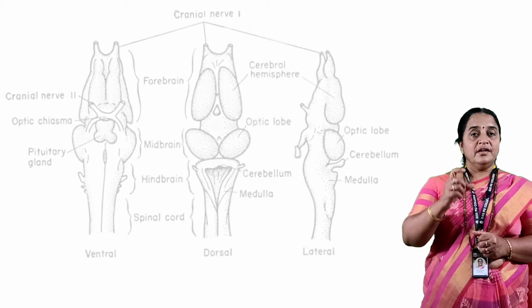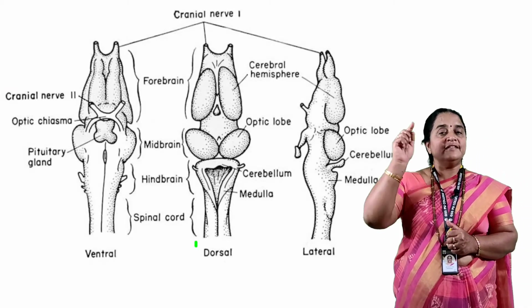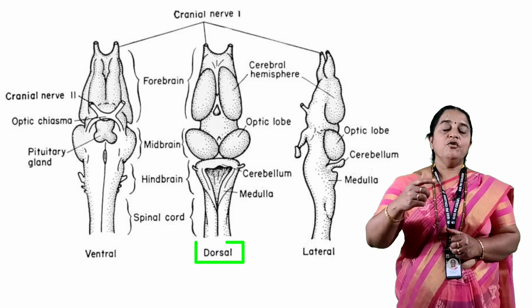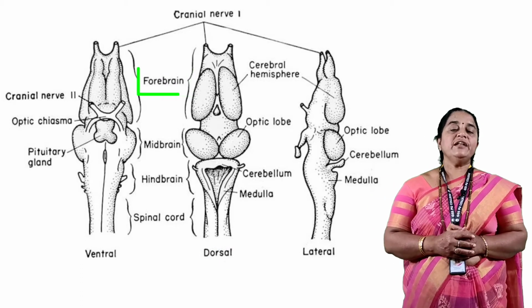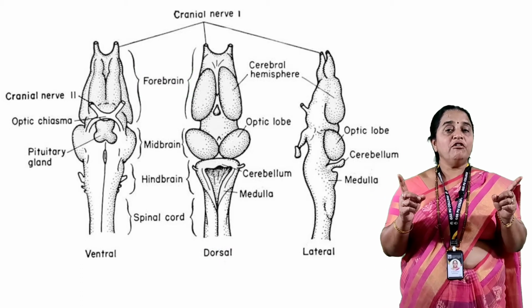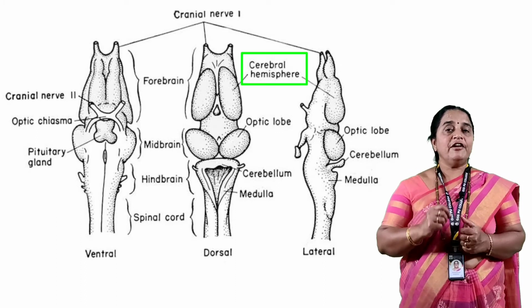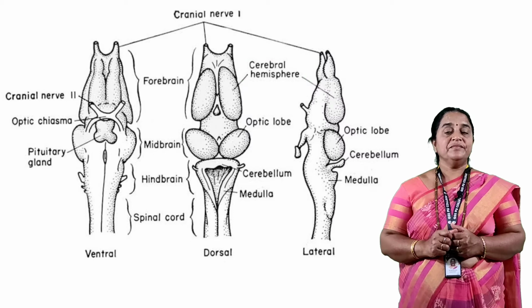Thus, CNS and PNS represent the main axis of the nervous system. In frog, the brain is along the dorsal side in the head region, having forebrain. Forebrain has well-developed olfactory lobes, cerebrum, and diencephalon. These are the three parts.